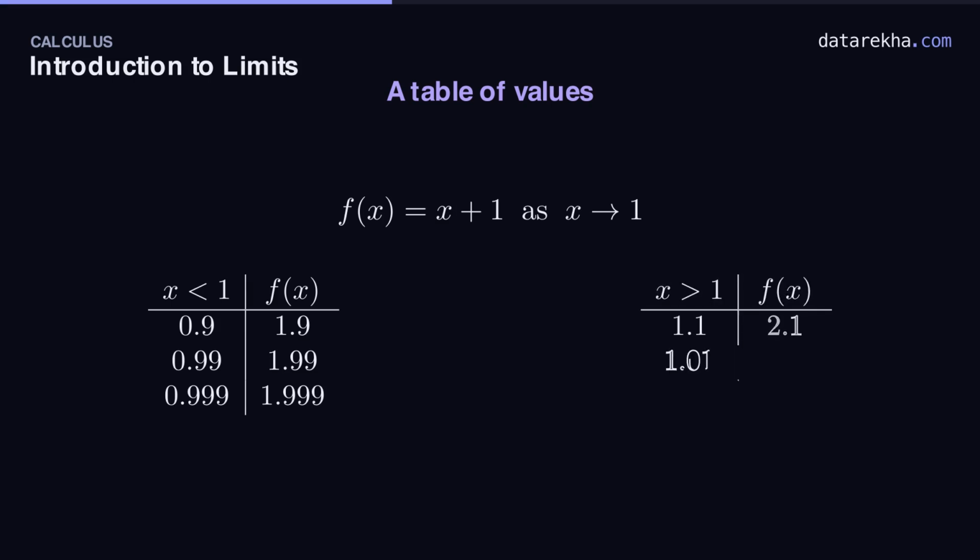From above, the mirror image. 1.1 gives 2.1. 1.01 gives 2.01. The output squeezes down toward 2 from the top. Both columns are hugging the same number, left side climbing up to 2, right side dropping down to 2. They meet in the middle, and that agreement is the whole point. The limit is 2.